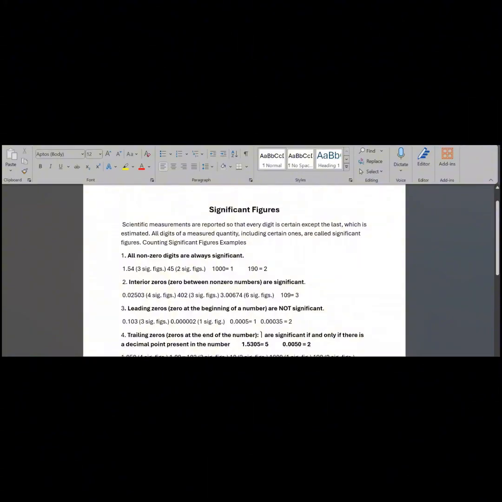Leading zeros at the beginning of a number are never significant. Trailing zeros at the end of the number: if and only if there is a decimal point present in the number, then 0 is considered as significant numbers. So these are the notes, and I gave you some examples.